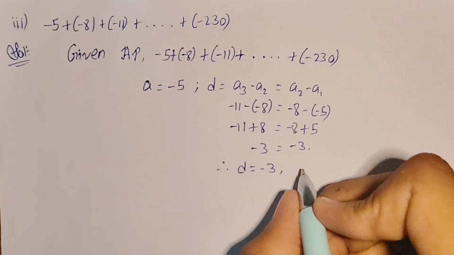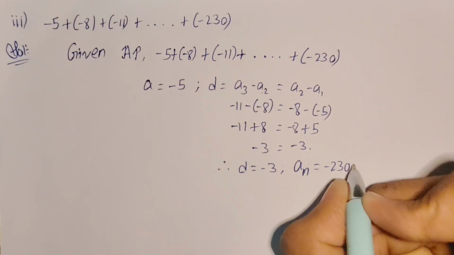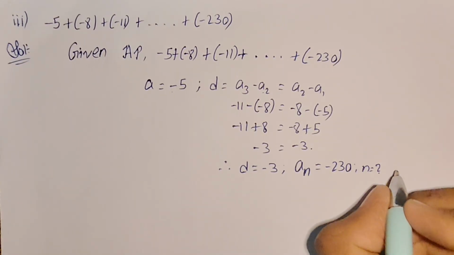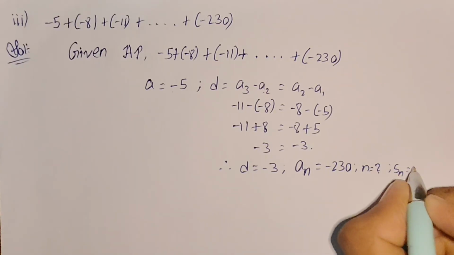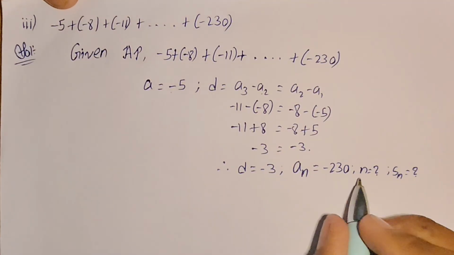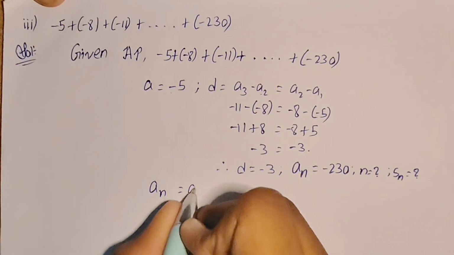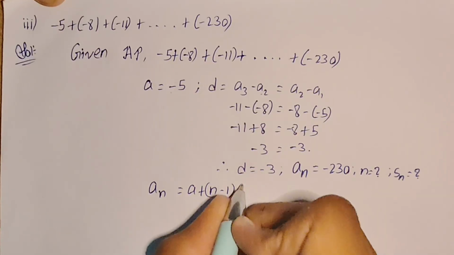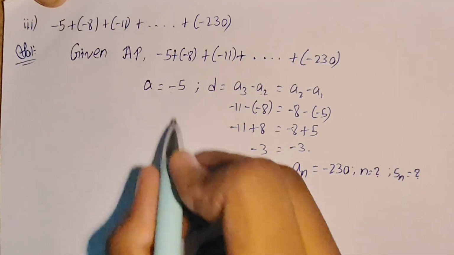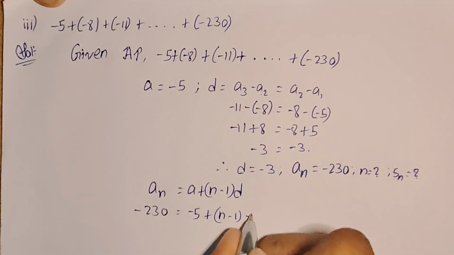After that, we also know the value of a base n is equal to minus 230. So we have to know the value of n and the s base n. Let us find the value of n first. To find the value of n, we have to use the formula a base n is equal to a plus n minus 1 into d. a base n is minus 230 is equal to the value of a is minus 5 plus n minus 1 into d is minus 3.